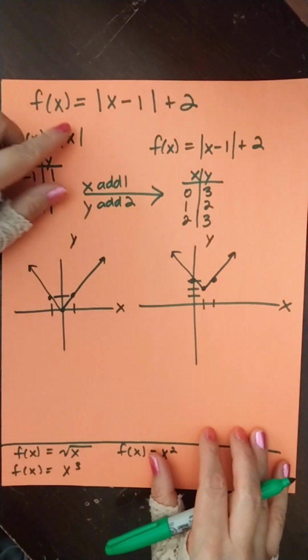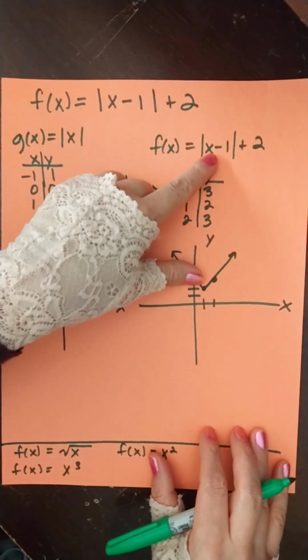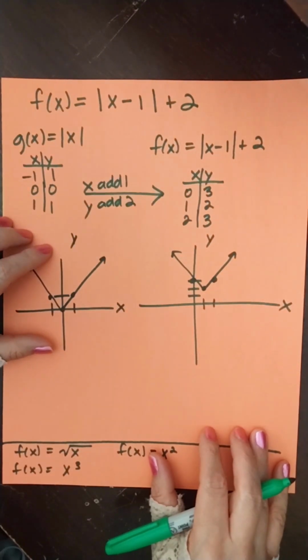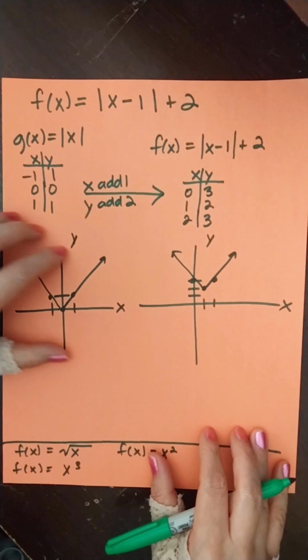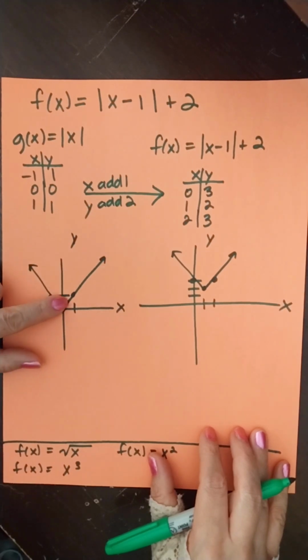And if you look at the x value from here to here, we subtracted 1, which is actually a horizontal shift to the right 1. So we took this graph and we shifted everything right 1. Now, if you follow the origin, you can easily see that.